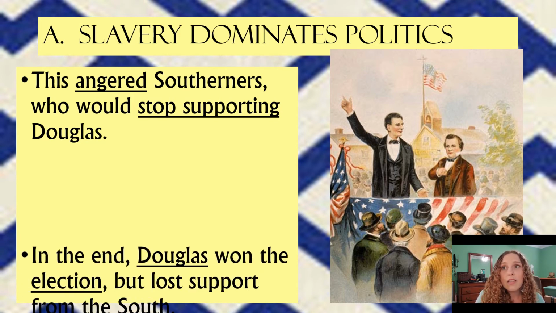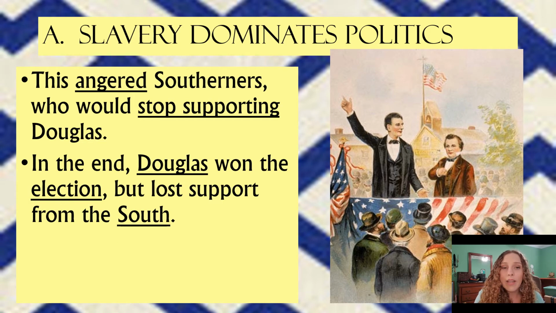So as far as the Lincoln-Douglas debates overall, in the end, the winner and the loser. In the short run, Douglas wins. Douglas wins his Senate seat back. He wins that election. He defeats Lincoln. But in the long run, he loses because he has now lost the South. He's lost their support. And that's going to cost him in the election of 1860, which we're going to look at in just a few minutes.